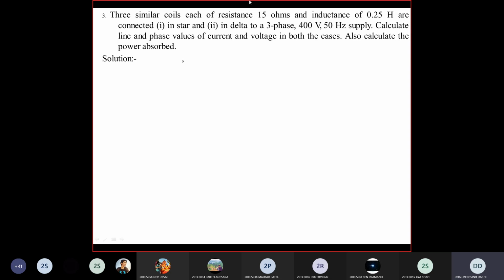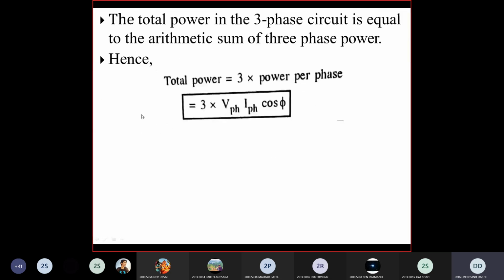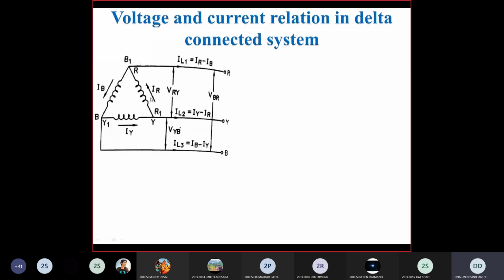Yes, sir. See, three similar coils, each of resistance 15 ohm and inductance of 0.25 Henry. Each coil means here three similar coils. Clear? And each are connected first in star connected system. So it means each coil represents each phase. Each phase means what? Each coil. And each coil resistance is what? 15 ohm and inductance is what? 0.25 Henry. Clear? It means if you see in this circuit diagram of star connected or delta connected system, each phase is represented by the coil. You can see that.